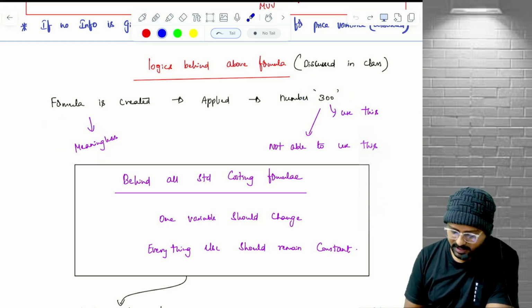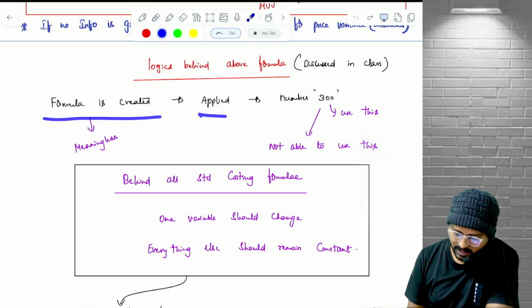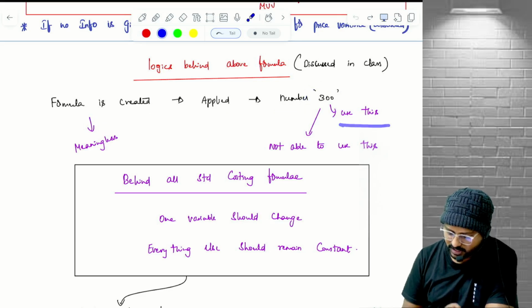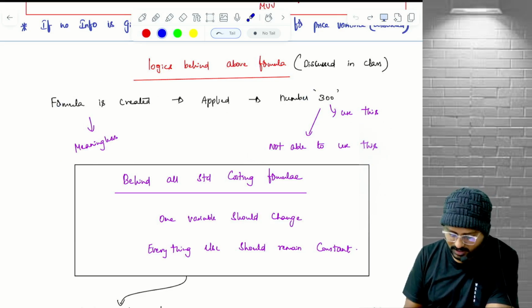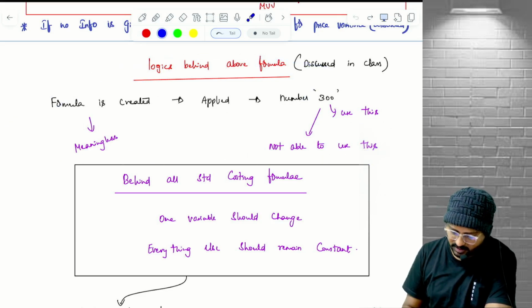So the logic is pretty simple. You create a formula, you apply it, you get a number. Say for example, the number is 300, then you should be able to use that number. If you're not able to use that number, then the formula itself is meaningless. Keeping this in mind only, all these formulas have been created.